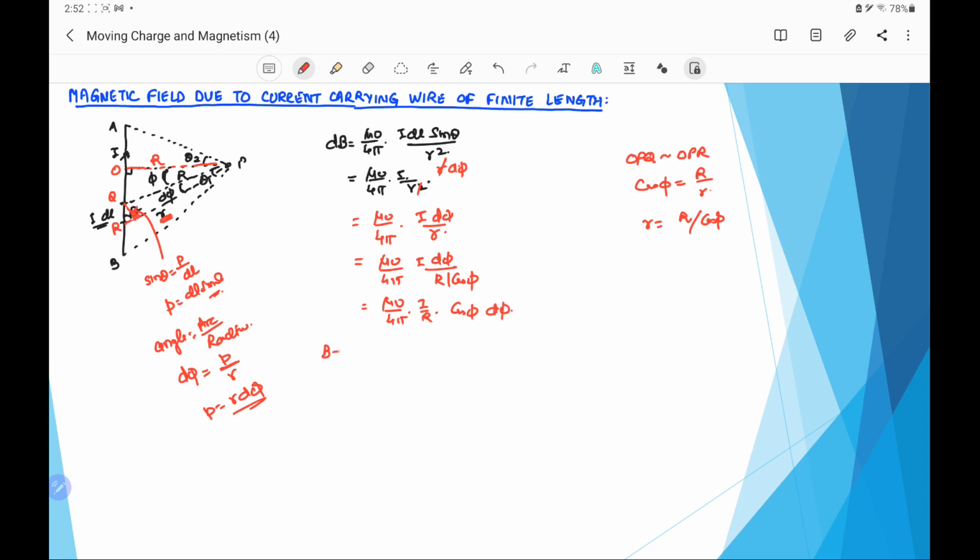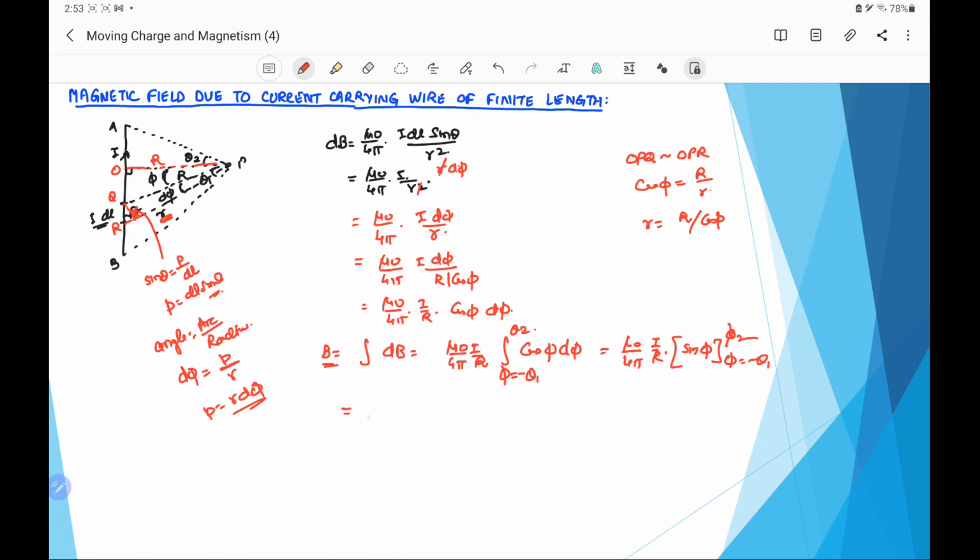Now, to calculate the net field because of the whole finite wire, we have to integrate this dB. The value of dB is mu naught by 4 pi, which is constant, I by R, it is also a constant. The remaining is variable, which is kept inside the integral, integrating phi from minus theta 1 to theta 2. Therefore we will have mu naught by 4 pi I by R, and the integral of cos phi is sin phi, with limits phi equal to minus theta 1 to theta 2.